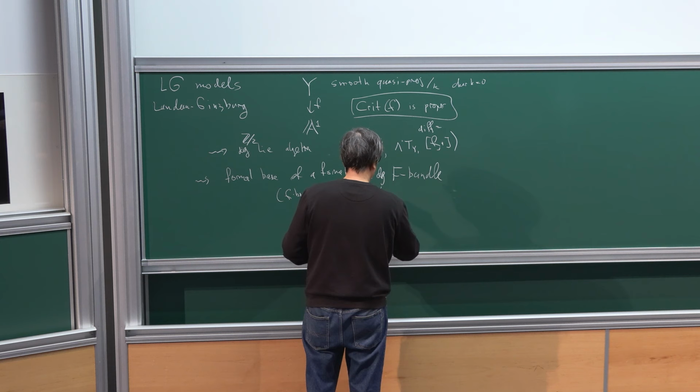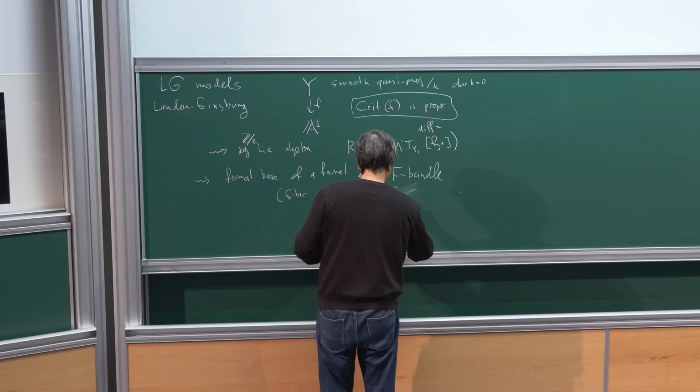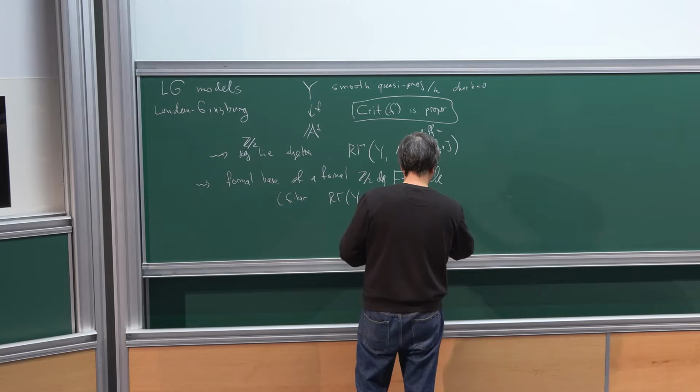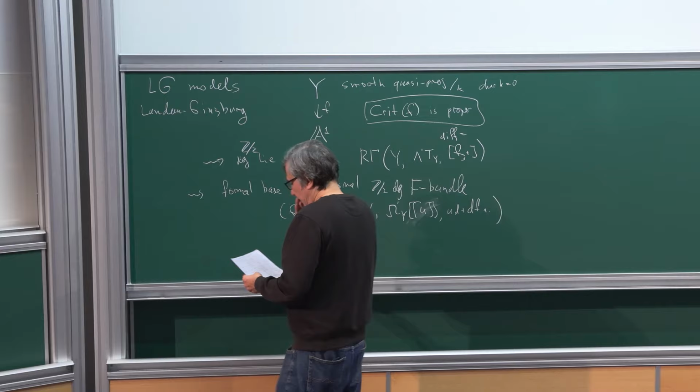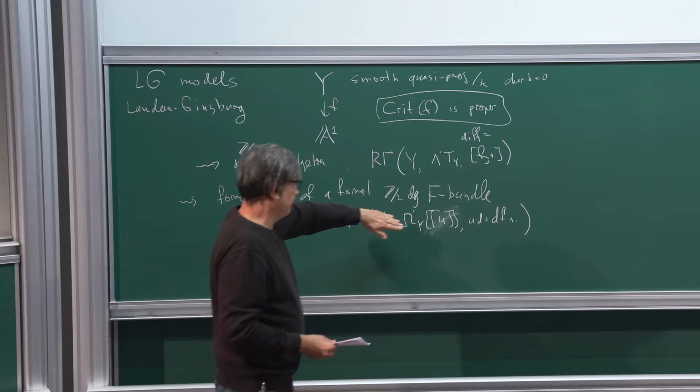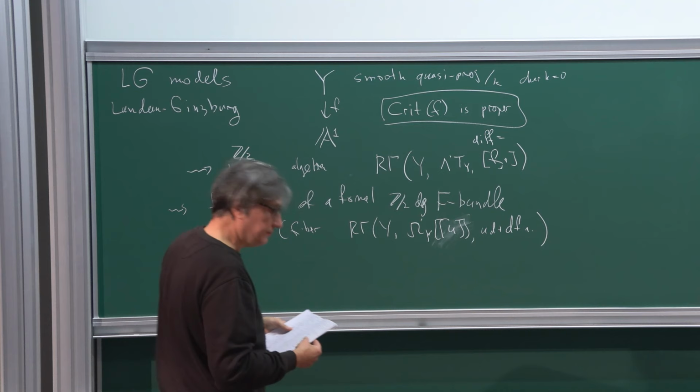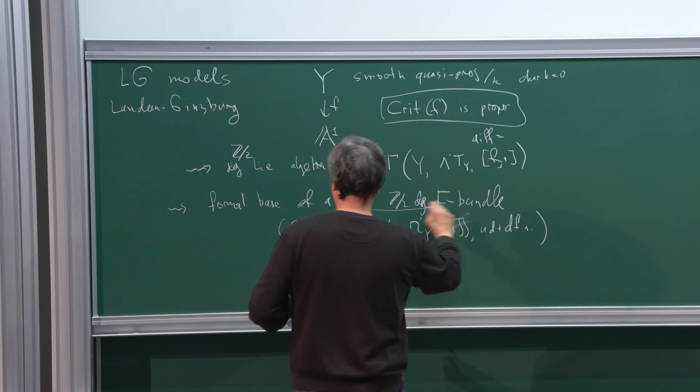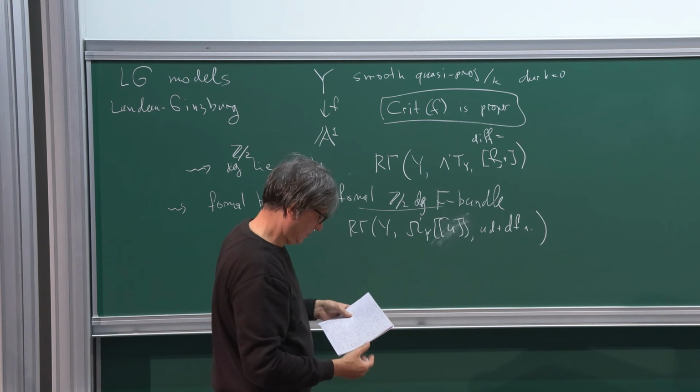it will be forms with differential given by, maybe take series in the variable u, and take uD plus dF. So it's formal in both senses: in the u variable it is formal, and also the base is formal. Forms on Y, where Y is your total space, it's a fiber. Yes, forms on Y.